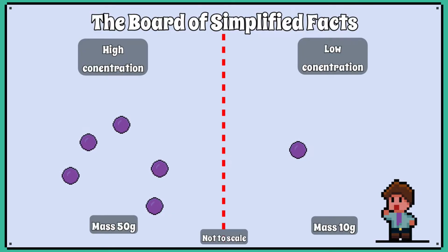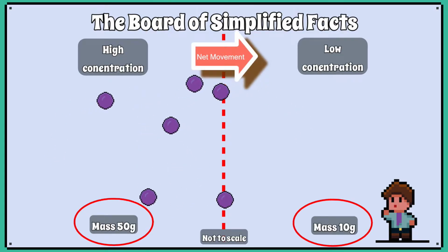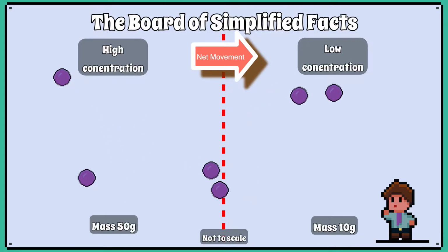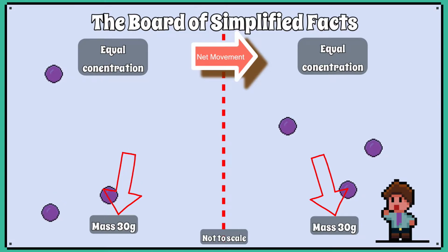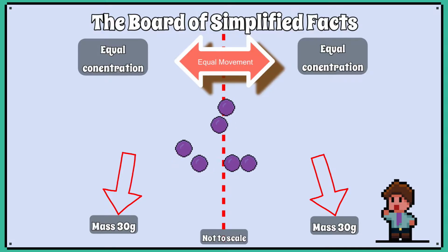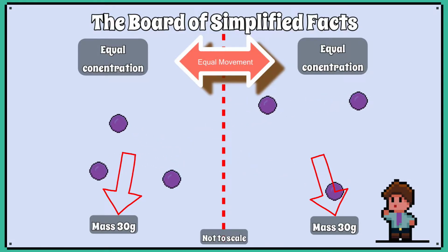You can also imagine some particles that move randomly. If we have two regions where one region has a higher concentration of particles and we can measure the mass of each region, eventually the particles would diffuse and reach equilibrium, and they would have the same mass. Equilibrium has now been reached, and there is no net movement. Remember, movement is still happening, it is just equal in both directions.